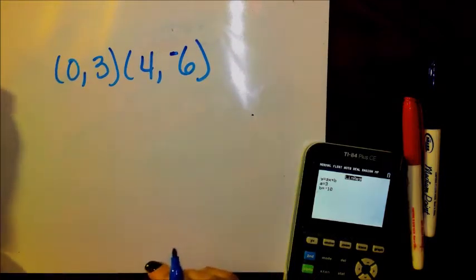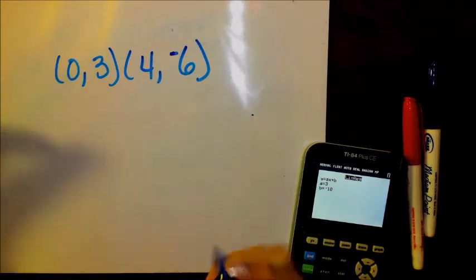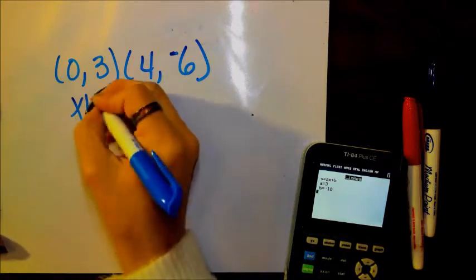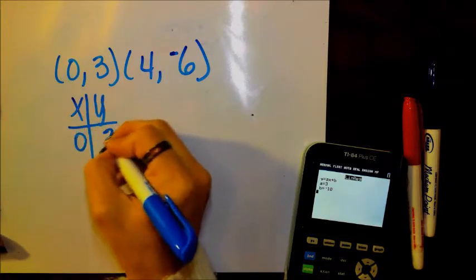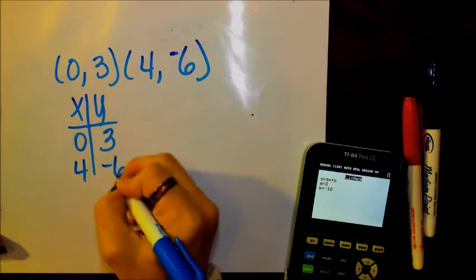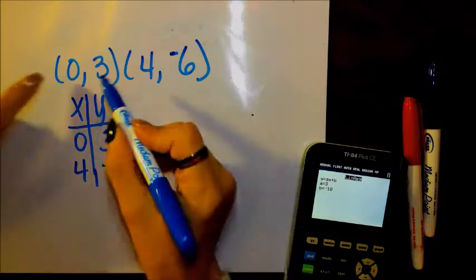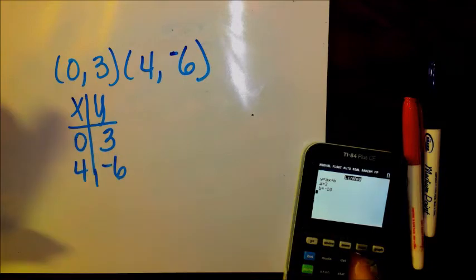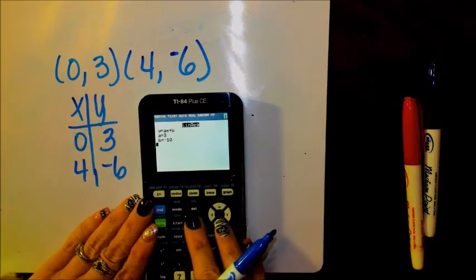All right, if I give you 2 points, let's do 0, 3, and 4, negative 6, and I say write the equation of a line, you know what? You can create a table. Because if you can make a table, by golly, I can graph it. So I create the table, 0, 3, and then it's just going back and doing that regression.